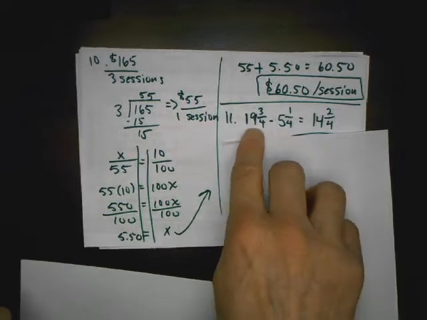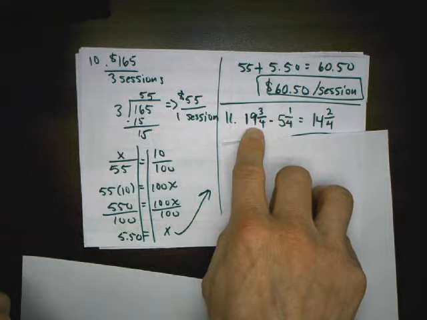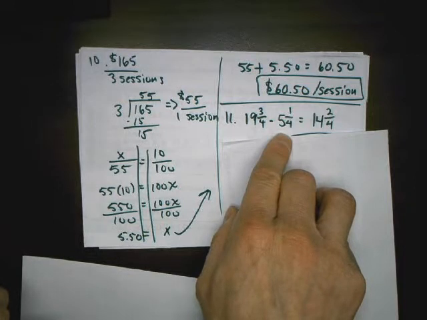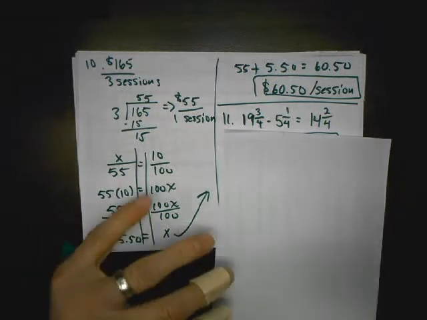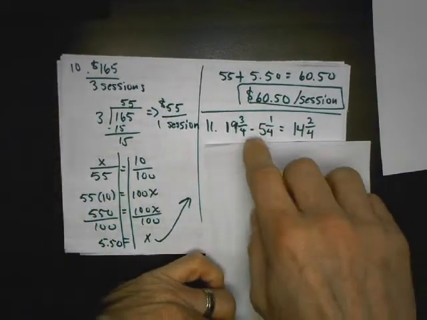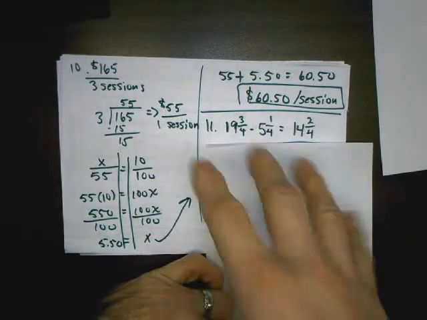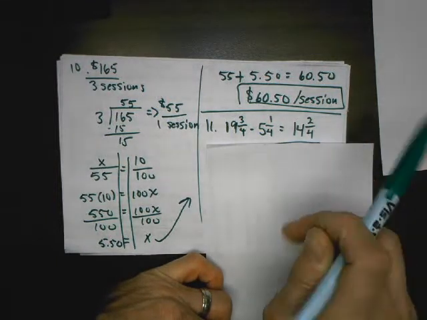For 11, it says that Ed has this much flour, 19 3/4 cups, and he used 5 1/4 cups to bake a cake. How much flour is left? So this is a subtraction problem. Now normally, I teach you to do subtracting mixed numbers the same way we multiply and divide mixed numbers. That means convert everything to a fraction, get a common denominator, but in that case you have to get lowest common denominator, and then you can convert if necessary.